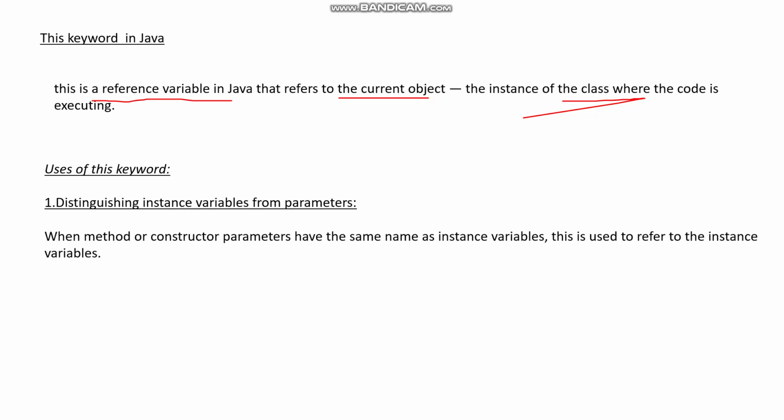The first purpose is to distinguish instance variables from the parameters. To separate the instance variables, meaning object variables, from the normal parameters, local variables, we use the this keyword. When a method or constructor parameters have the same name as the instance variable names, then to separate the instance variable from the constructor variables, we use the this keyword. This is used to refer to the instance variables.